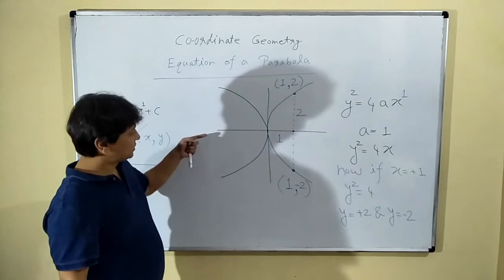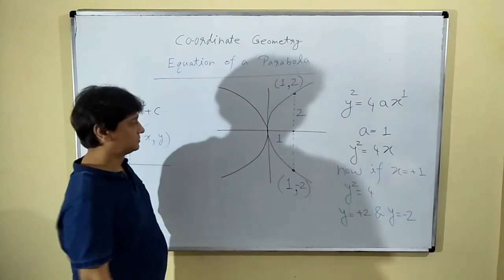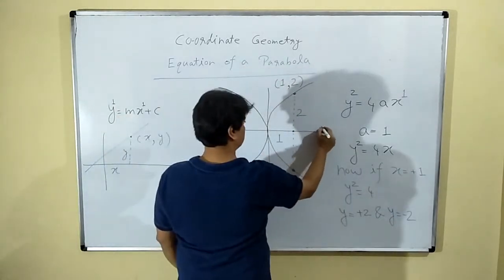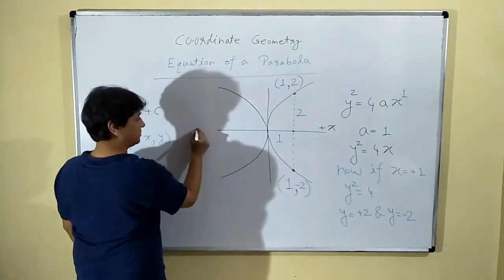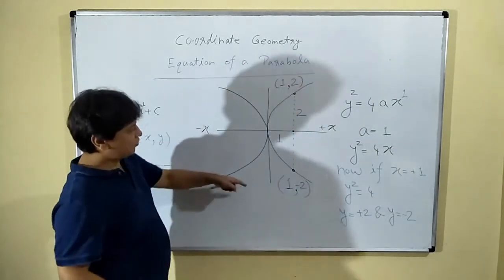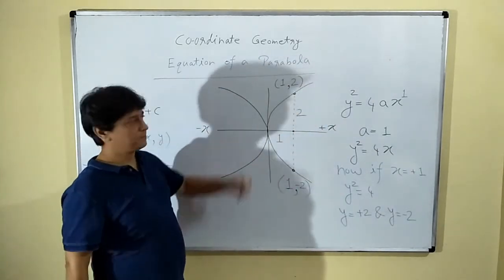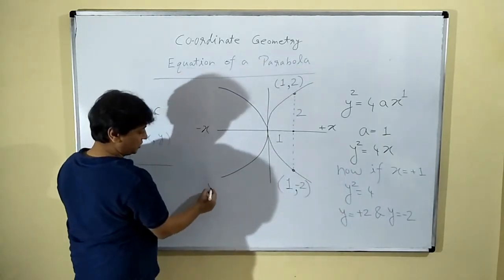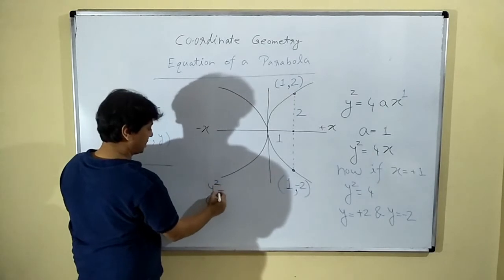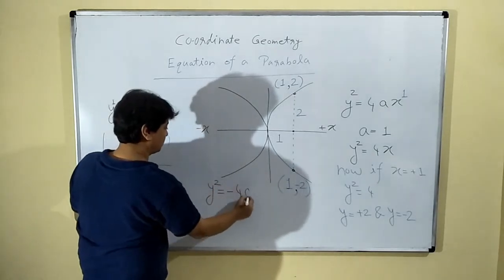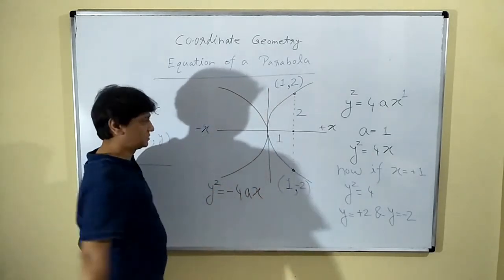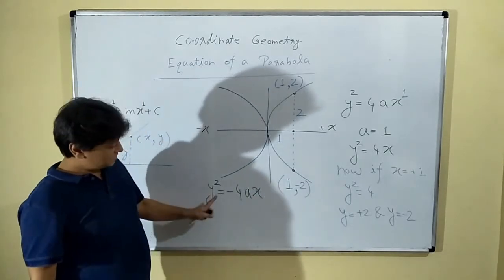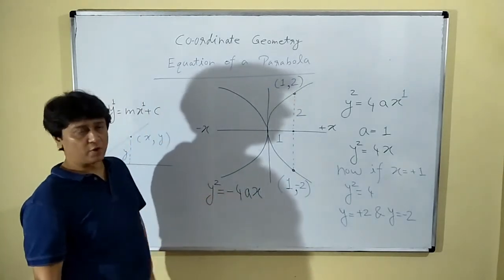It opens up towards minus x-axis. For this type of parabola, we say that equation is y square equals to minus of 4ax. Y square equals to minus of 4ax.